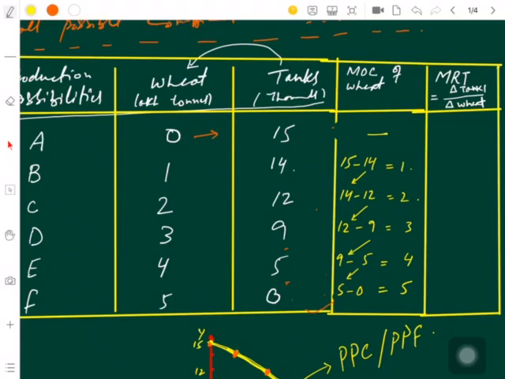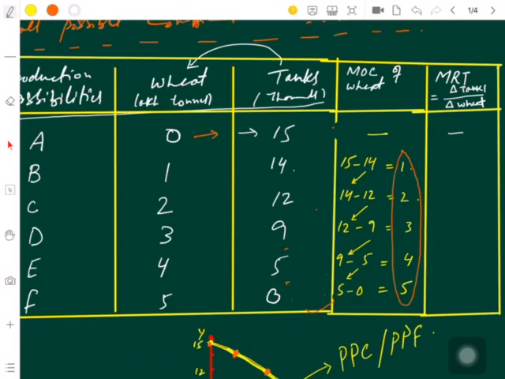Now let us see in terms of marginal rate of transformation what is happening. What we calculated here, this 1, 2, 3, 4, 5, is the marginal opportunity cost. What we have to calculate now is the marginal rate of transformation. How is it done? First, it cannot be evaluated because it is a no loss, no gain condition. All the tanks are being produced. Only 15 tanks are being produced.